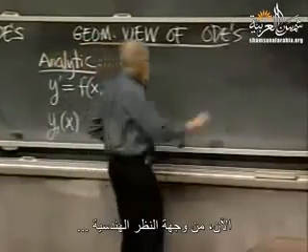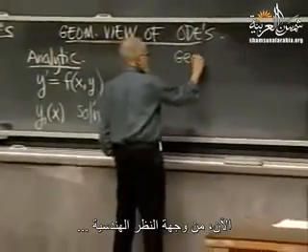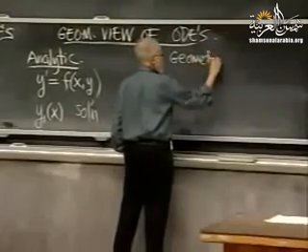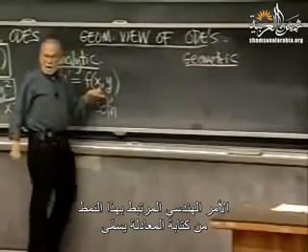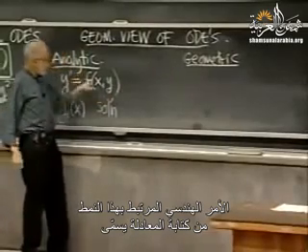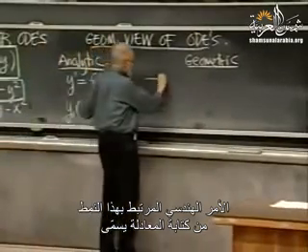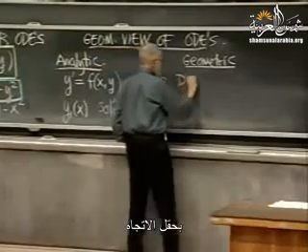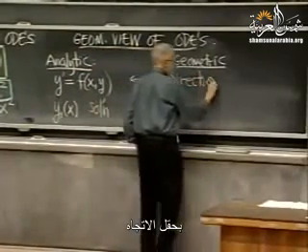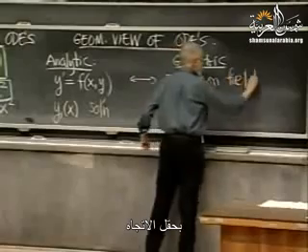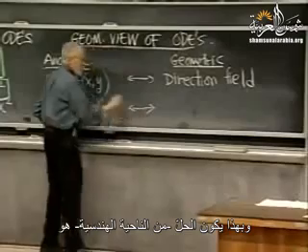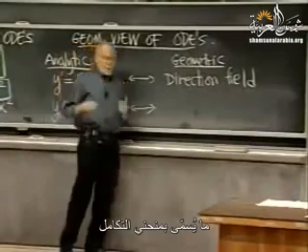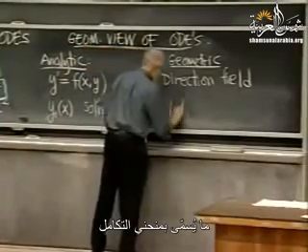Now, the geometric view, the guy that corresponds to this version of writing the equation, is something called a direction field. And the solution is, from the geometric point of view, something called an integral curve.